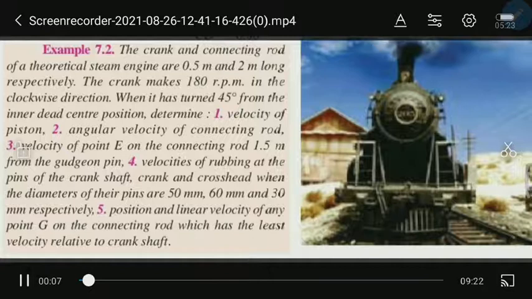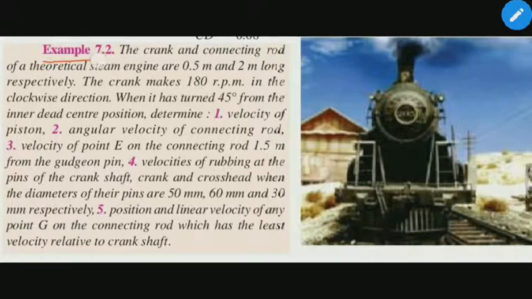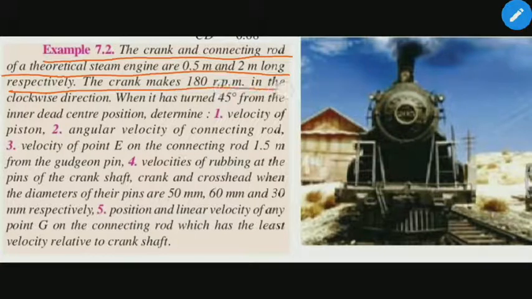The crank and connecting rod of a theoretical steam engine are 0.5 meter and 2 meter long respectively. The crank makes 180 rpm in the clockwise direction when it has turned 45 degrees from the inner dead center position.